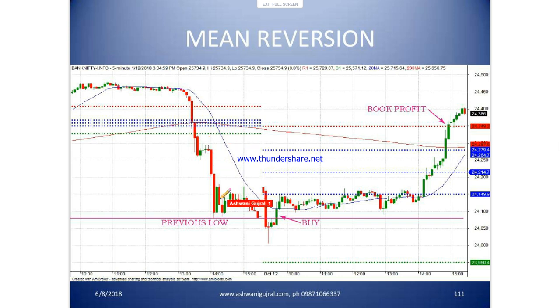Again, collapse. Second day, no follow through, and again you have mean reversion. This was the day when you had surgical strikes. Next day, market opened lower, no follow through, and went back up because in the opinion of the market, it wasn't going to lead to any big conflict.